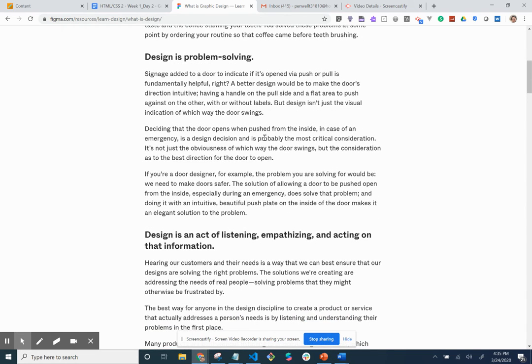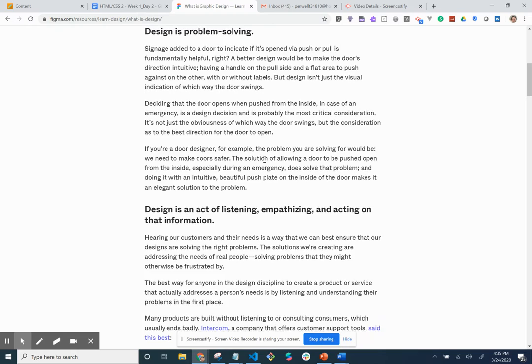Deciding that the door opens when pushed from the inside in case of emergency is a design decision and is probably the most critical consideration. So that is something to take into consideration. If it's an emergency, you don't want to have to stand at the door and figure out how to open it.